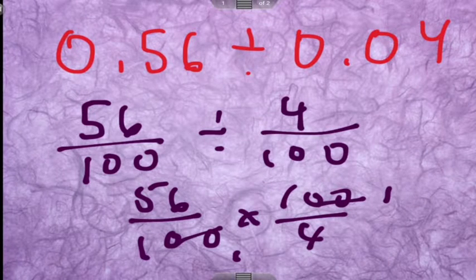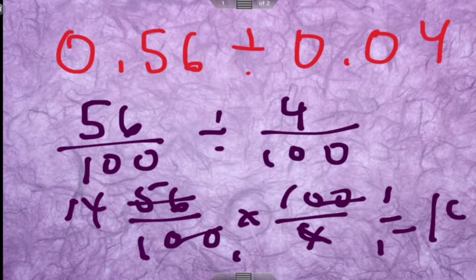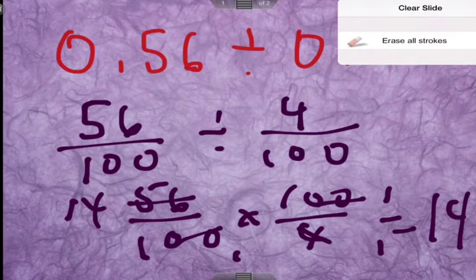So times 100 over 4, cross out. And 56 and 4, they go into each other. 4 goes into 56 14 times. So it's 14. 14 is my final answer, because 14 times 1 is 14. Let's try that though. 0.56 divided by 0.04. Let's try that doing the long division.